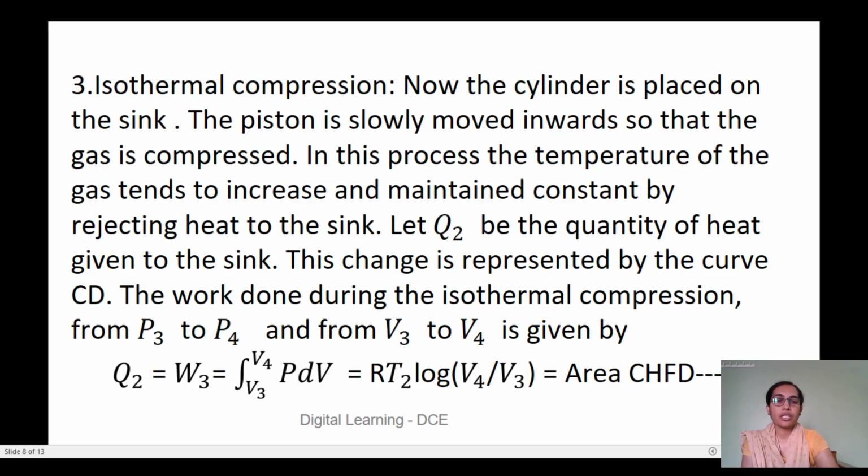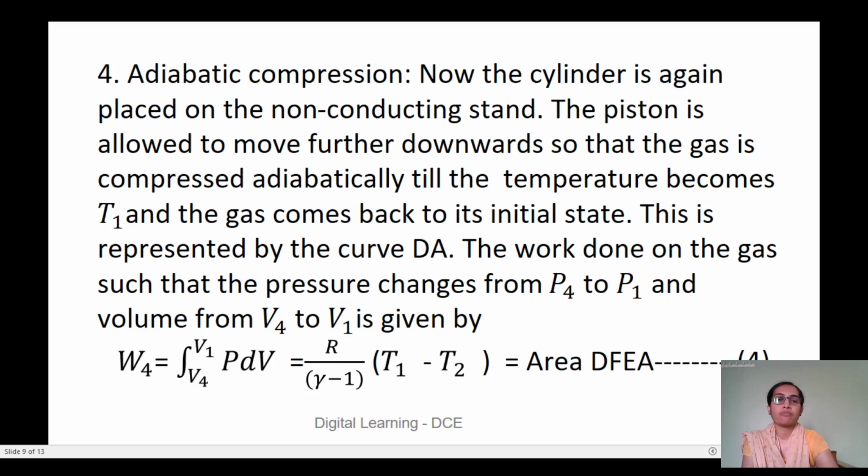The work done during the isothermal compression, with pressure going from P3 to P4 and volume from V3 to V4, is given by Q2 equals W3 equals the integral from V3 to V4 of PdV, which equals RT2 log V4 by V3. That will be equal to area CHFD.